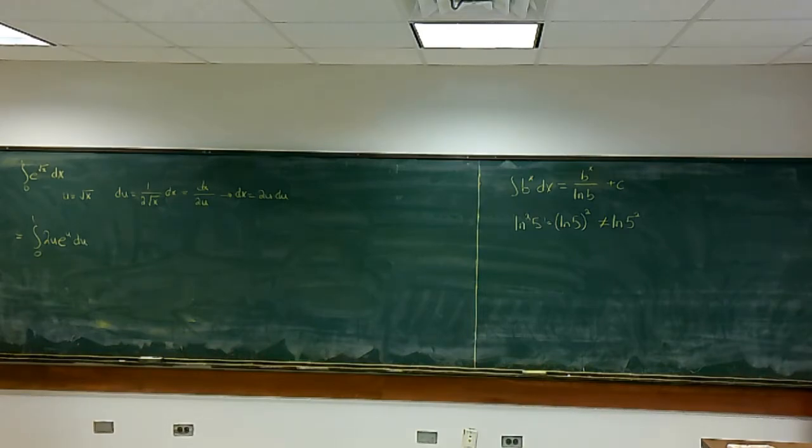How do I get those? When x equals 0, what does u equal? Square root of 0, which is 0. When x equals 1, what does u equal? Square root of 1, which is 1. Right? Remember, u is a function of x. So replace the bounds with just u of the lower bound to u of the upper bound. Do not forget to do that.